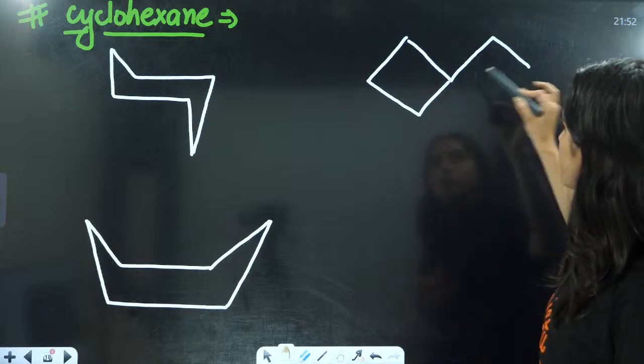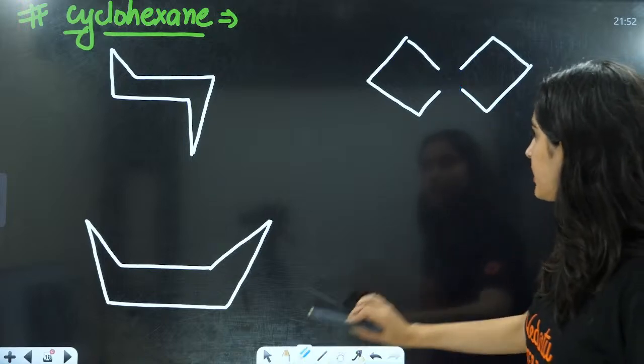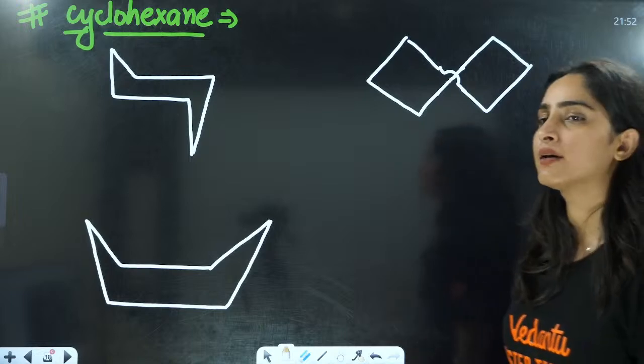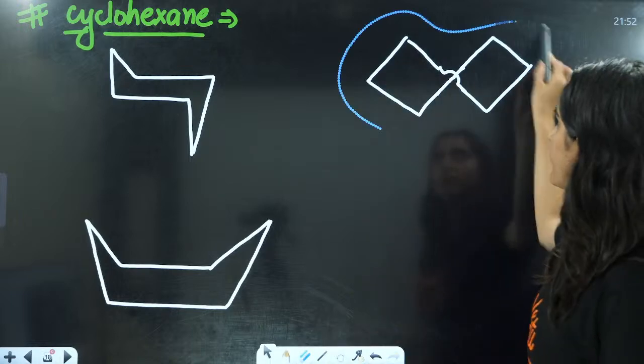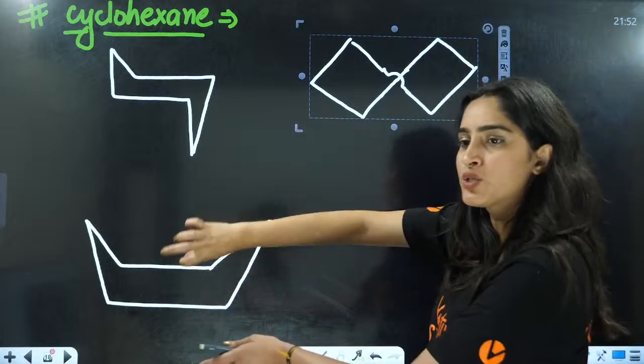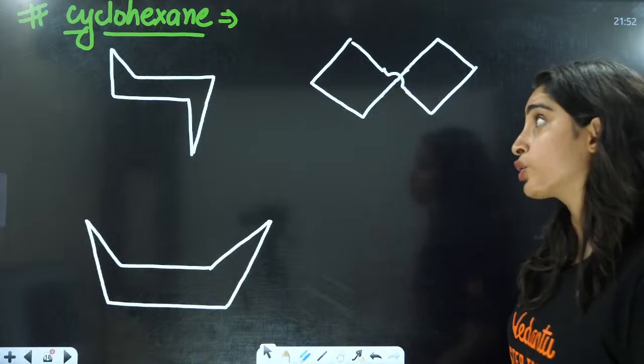Either you can draw it like this, or you can also draw it something like this. Okay, both are correct. This is your twisted boat. This is how you twist. You just twisted this boat like this. Okay, then you get this structure. That is your twisted boat.